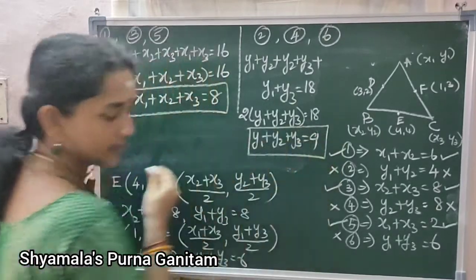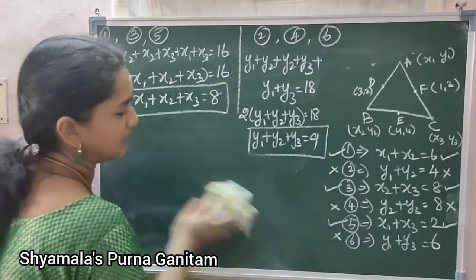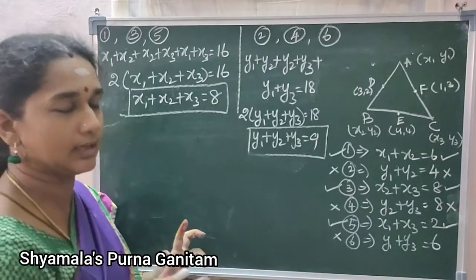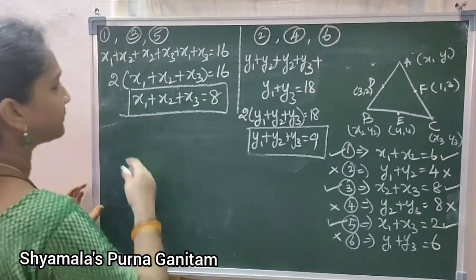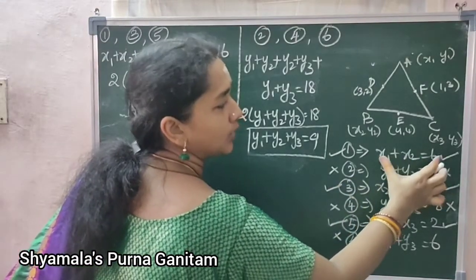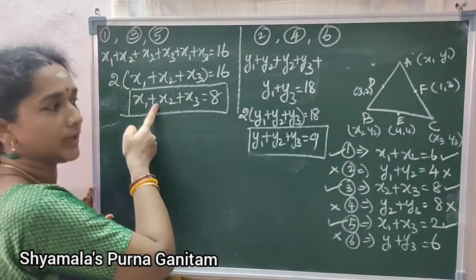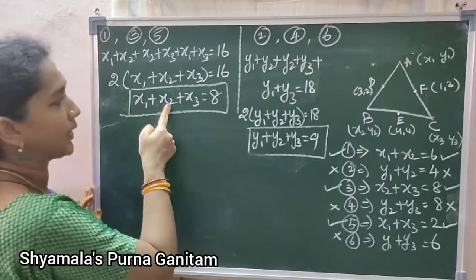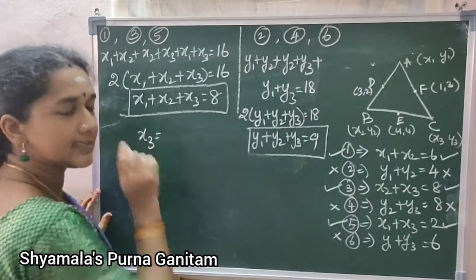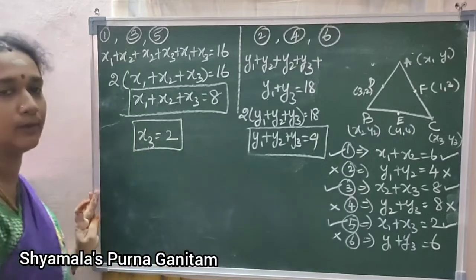So from this, I have to find the coordinate points of A, B, C. That is, separately I need to find the values of x1, y1, x2, y2 and x3, y3. So for that, here I have x1 plus x2. If I add, I am getting 6 as the answer. So that I am substituting here. So x1 plus x2, when I substitute it here, my x3 value will be 8 minus 6. So 8 minus 6 is 2. So this is my x3 value.